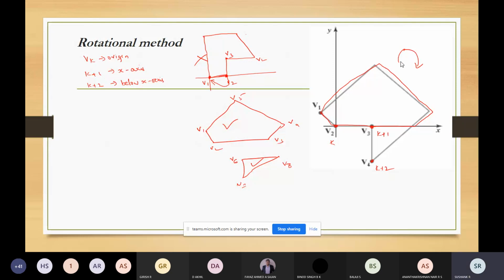Any doubts? Any doubts in this method? Yes or no? Any doubts here?